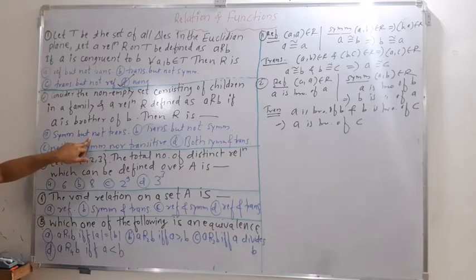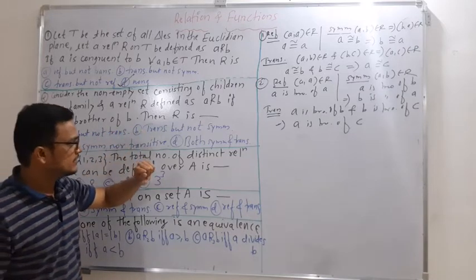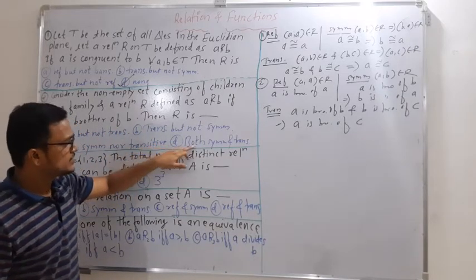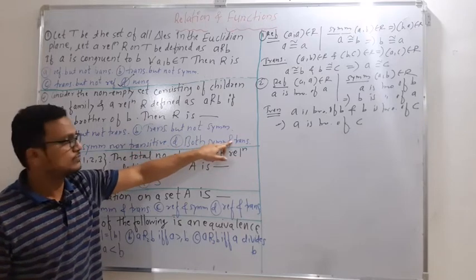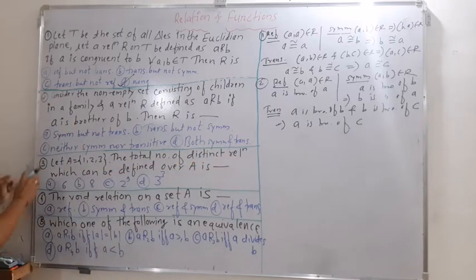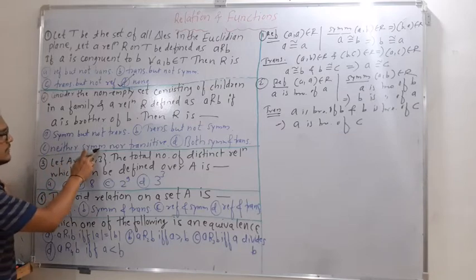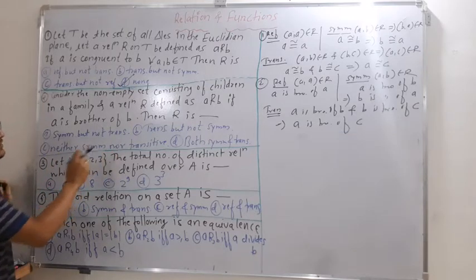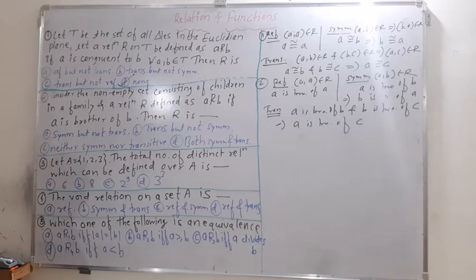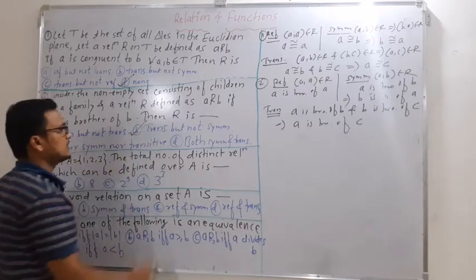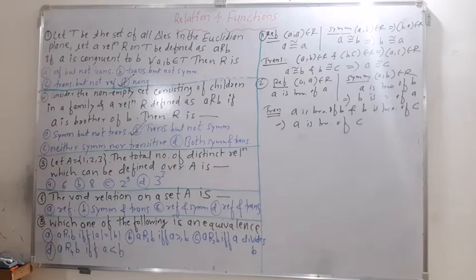Symmetric but not transitive, transitive but not symmetric, and D is what? Both symmetric and transitive, but this option is not correct. So here, neither symmetric nor transitive. Okay, so as per the options, do we have that option? Just check it now. It is not reflexive, not symmetric, but transitive. So I may write transitive but not symmetric. I think this option will be correct.